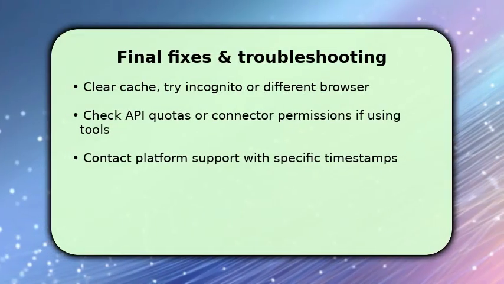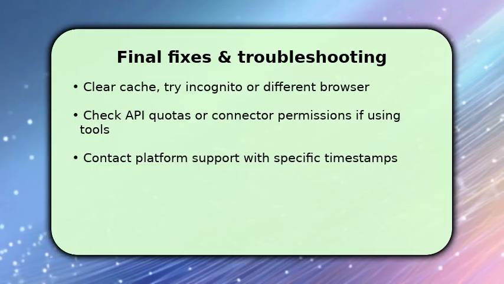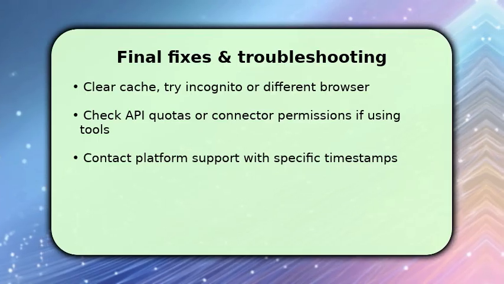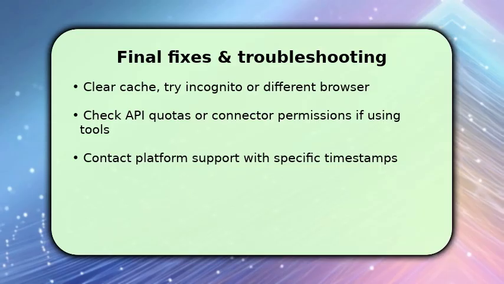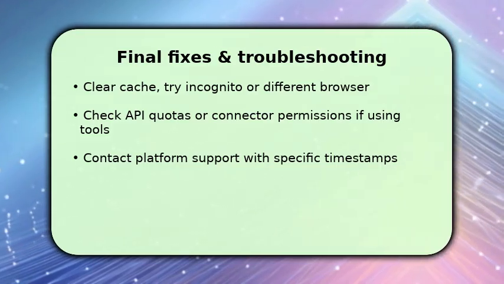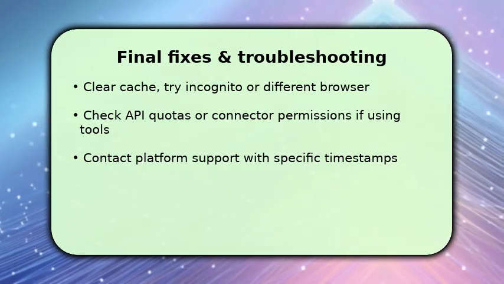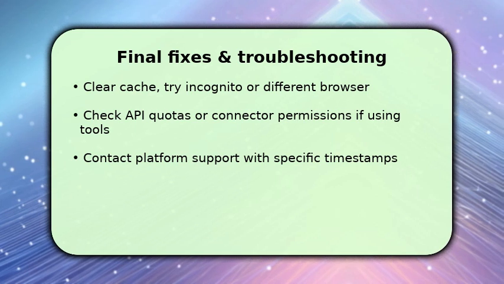Finish by removing local issues. Clear cache, try an incognito window, or use another browser to rule out client-side problems. If you use external analytics tools or API connectors, verify API quotas and that OAuth permissions include watch time scopes. Reauthorize if needed. If numbers still differ, collect precise examples, video ID, timestamps, and expected totals, and contact platform support.